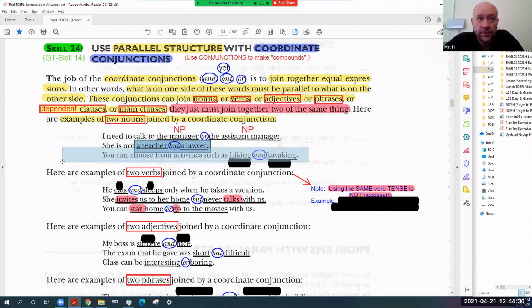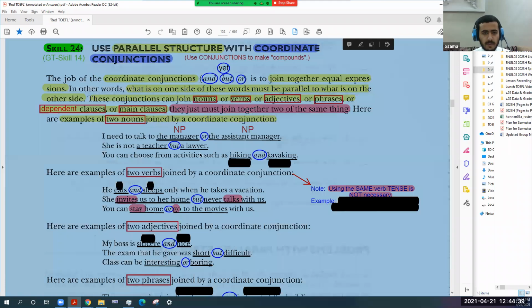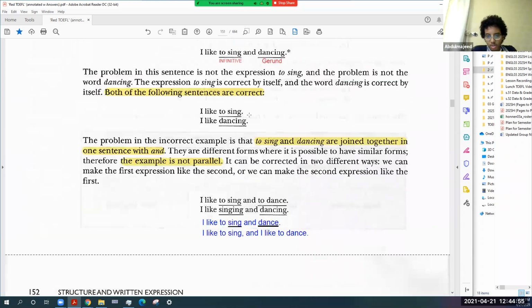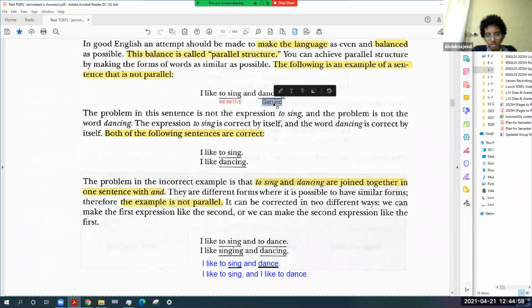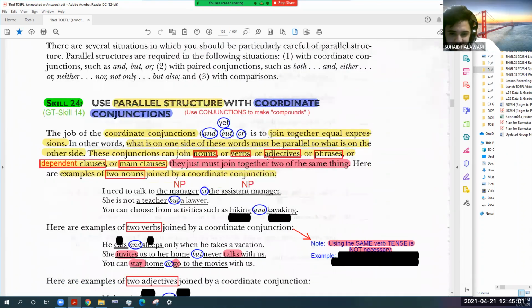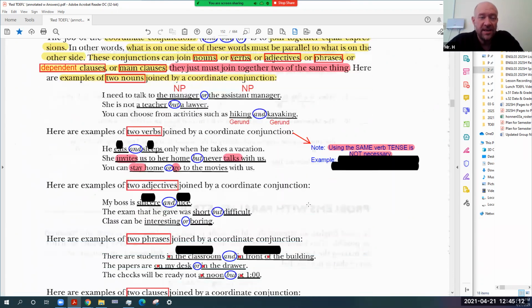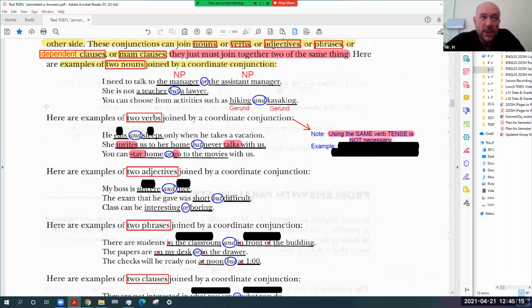Third example, Osama. You can choose from activities such as hiking and kayaking. Kayaking. What do we have here, guys? Anybody? Hiking. Verbs? No, not verbs. Thing. Okay, it's called a gerund. We've got a gerund. Now, a gerund is a noun. Do you understand? A gerund is a noun. Okay? All right. Abdul Majid, next.